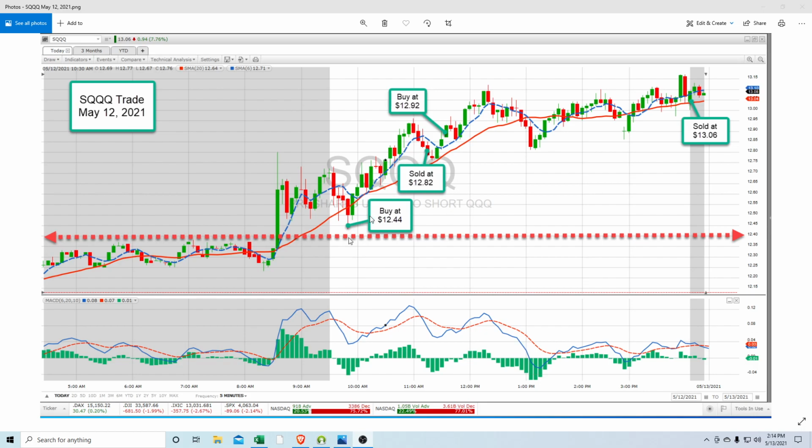So I bought at 1244 and sold it at 1282 with 2,000 shares. That's a 38-cent gain for that little period of time. And so we made $760, or 3.1% on our original $24,880 investment.